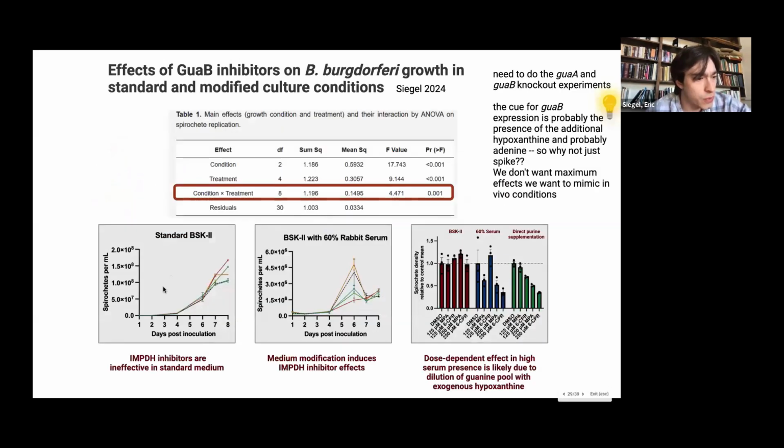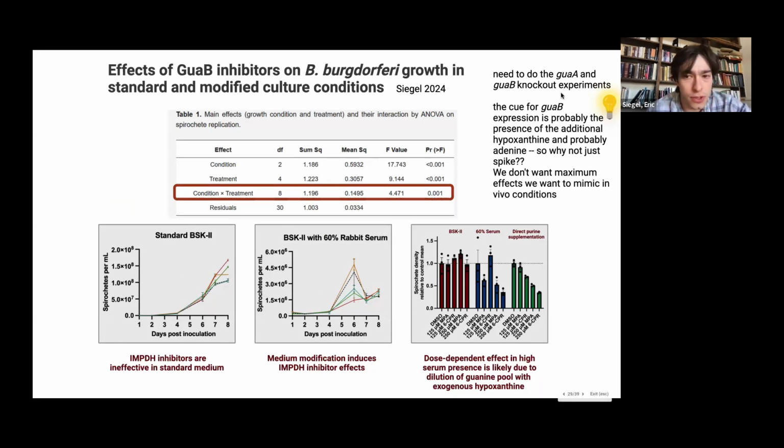Our results showed that the drugs were effective at reducing spirochete replication, but only in the modified growth conditions. So in standard growth conditions, the drugs did not have any effects, whereas once the cells hit log growth, they did not grow as much in the modified conditions that we set.